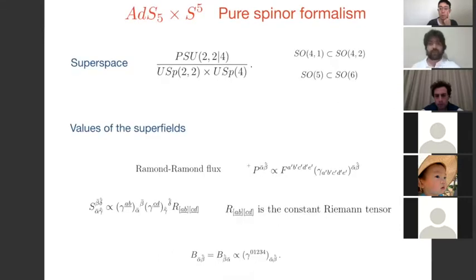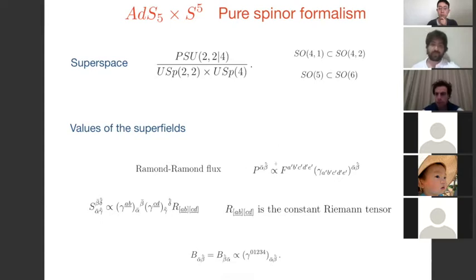So now I will focus on AdS5×S5. So the superspace is a coset, right? Coset is a super coset. And basically, as I mentioned, it's very general. If you want to get the action, for example, you plug the values of the superfields in that general action, and then you get the action for the AdS5×S5 pure spinor.